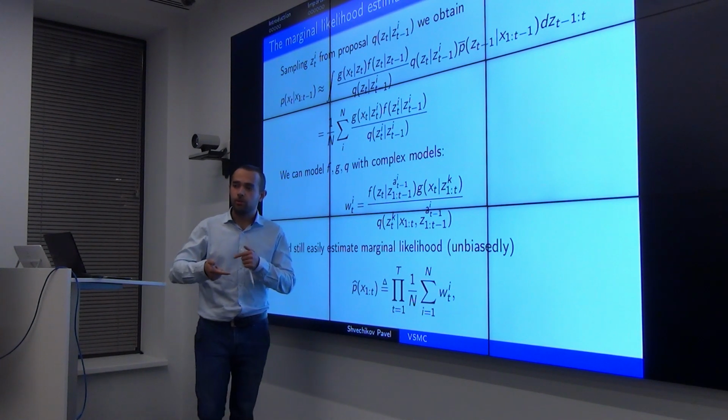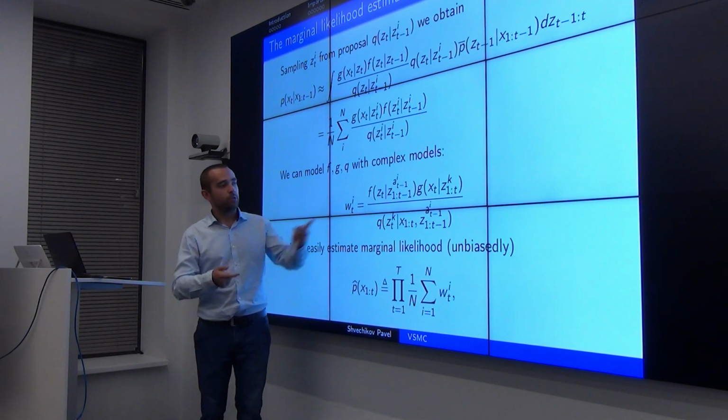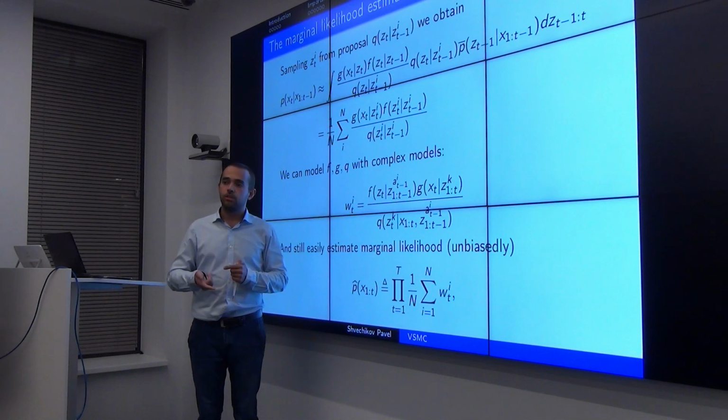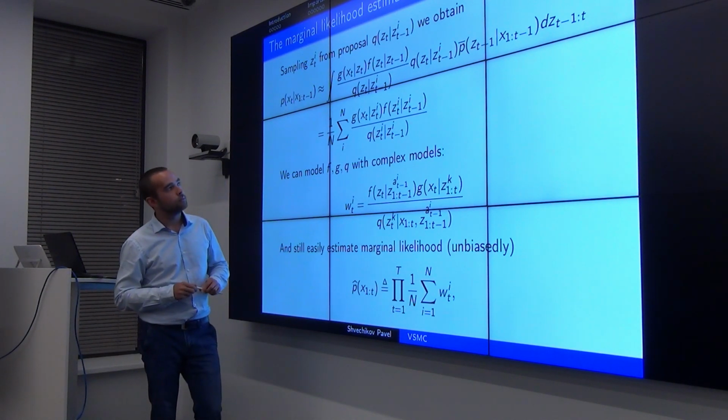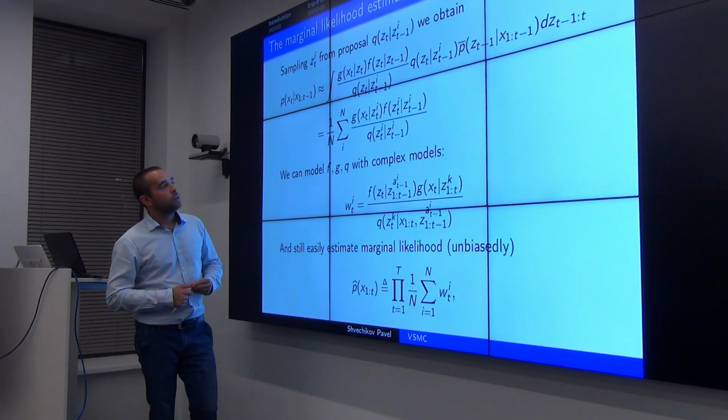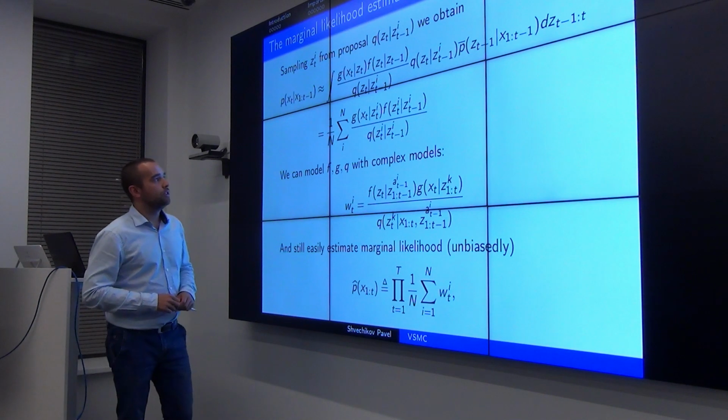Or otherwise, you may be allowed to sample from F, but not to evaluate its density. But if we are allowed to sample from F, what's the reason for using variational schemes?